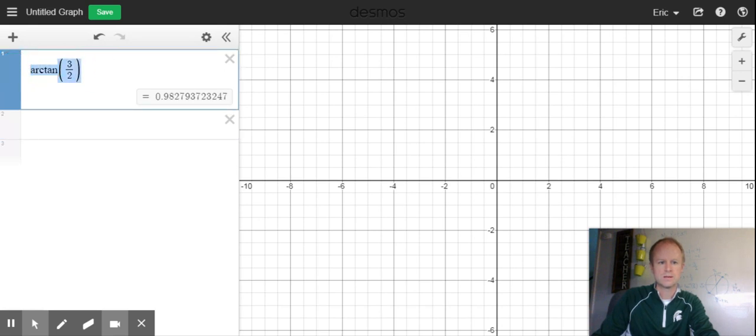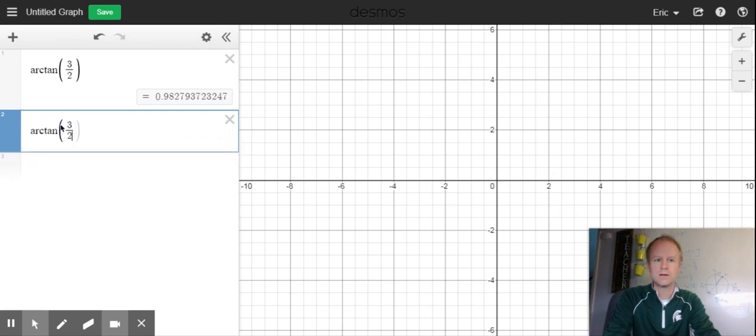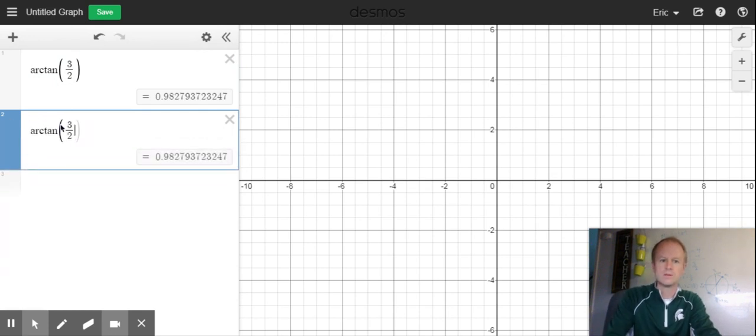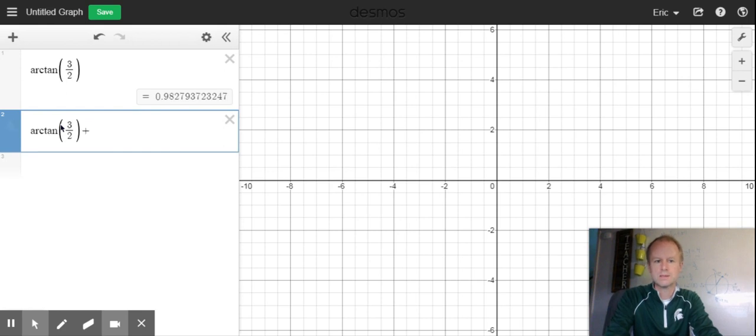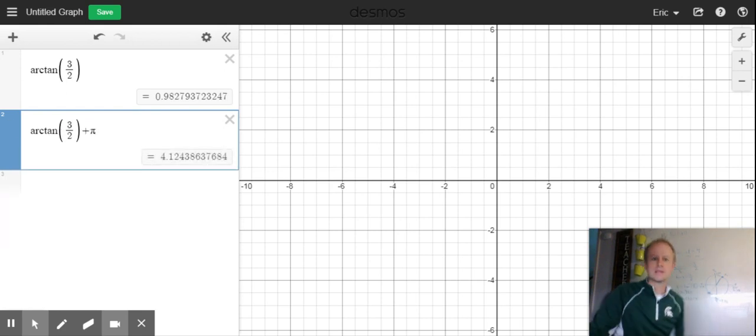Let's see, copy that. I'm sure there's a better way to do this. I'm having a blank. And we'll do this. Okay, arctan of 3/2, and then I want to do plus pi. And you can see that my next answer is 4.124, or 4.12, yeah, 124.